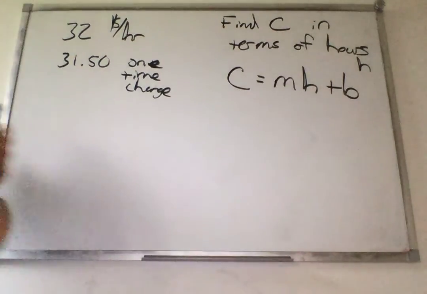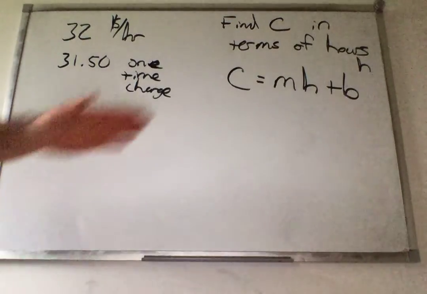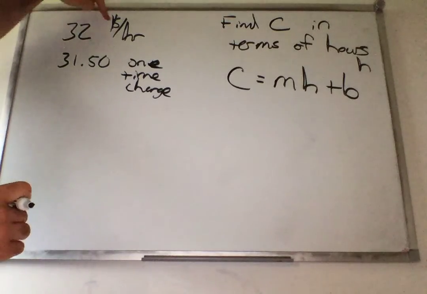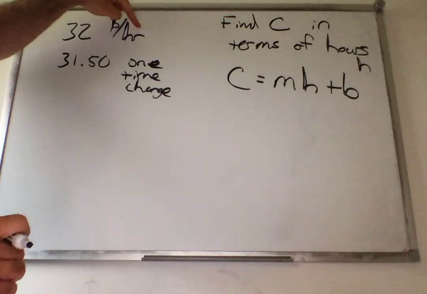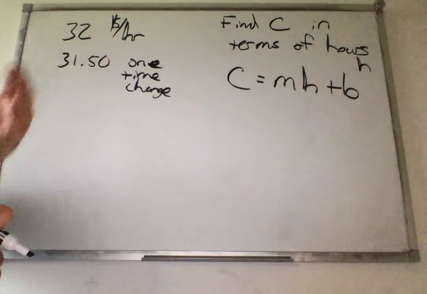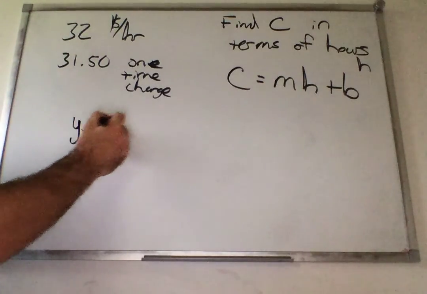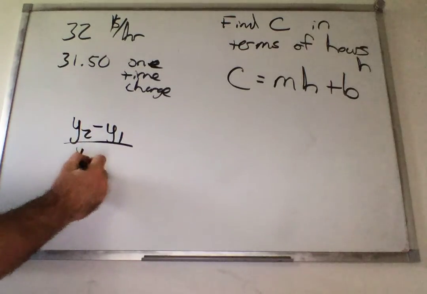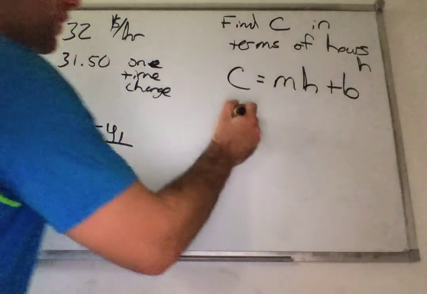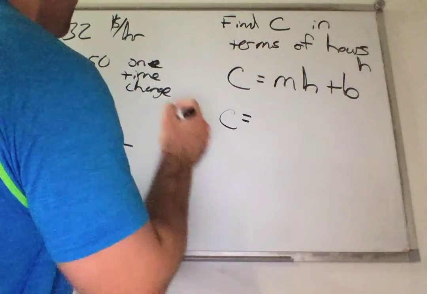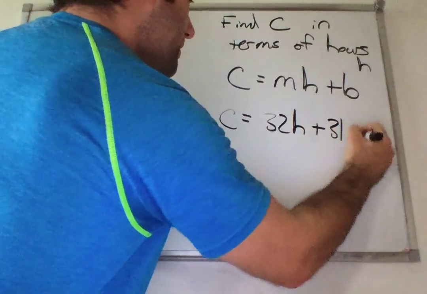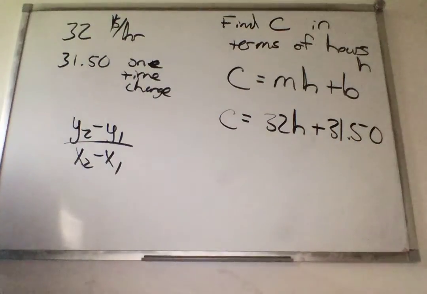So now we're just picking off the information and putting it where it goes. If you look, $32 per hour, that's a rate. Slope is a rate. It's always some quantity divided by some quantity. y2 minus y1 divided by x2 minus x1. So the cost is going to be equal to 32 times however many hours, plus this one-time charge of $31.50.